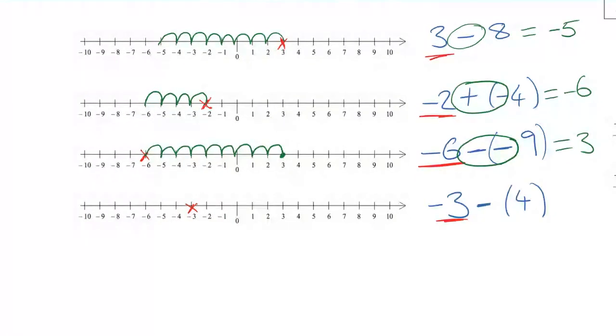Final question, we only have one negative sign between the 2 values, so we're going to do minus 3, and we're going to go down 4 places. 1, 2, 3, 4. Our answer here is minus 7. Okay, I hope that helps you to understand negative numbers and how to add and subtract them.